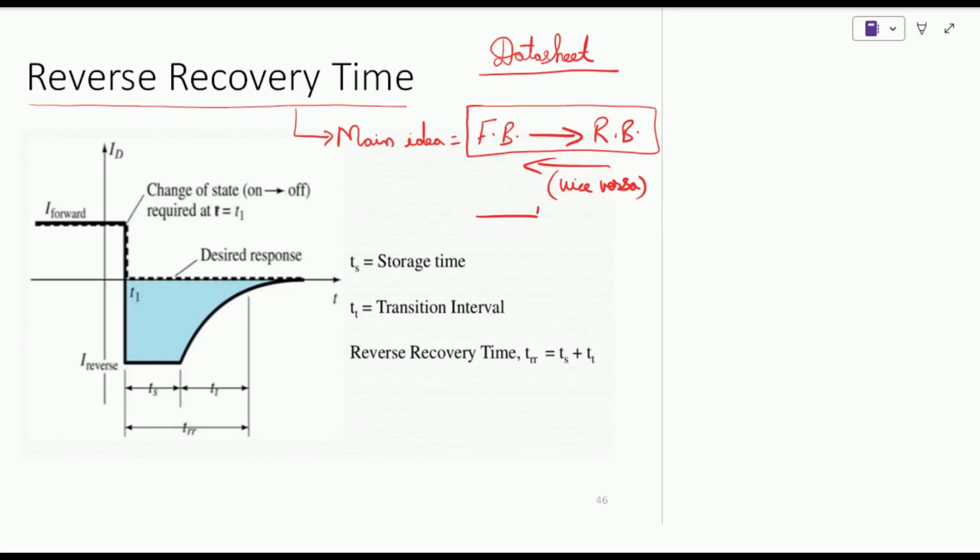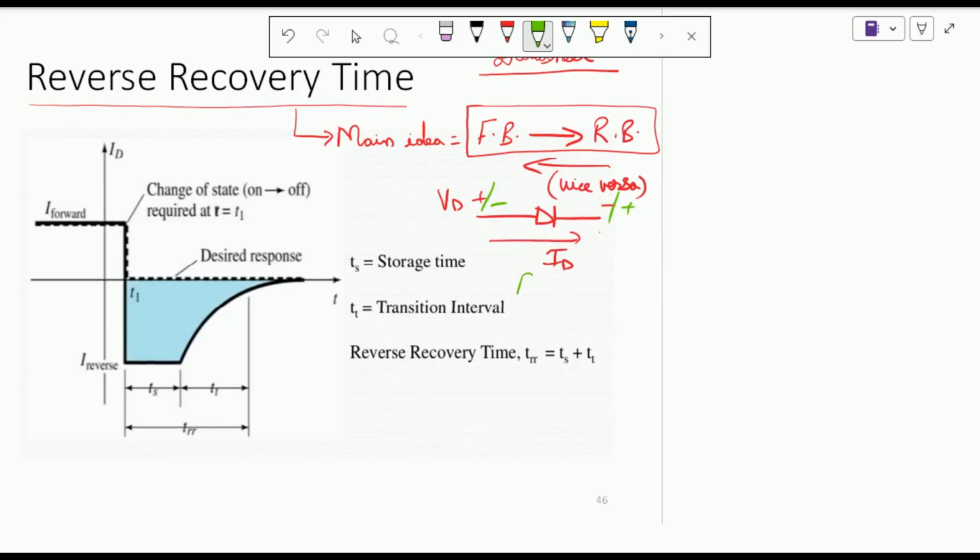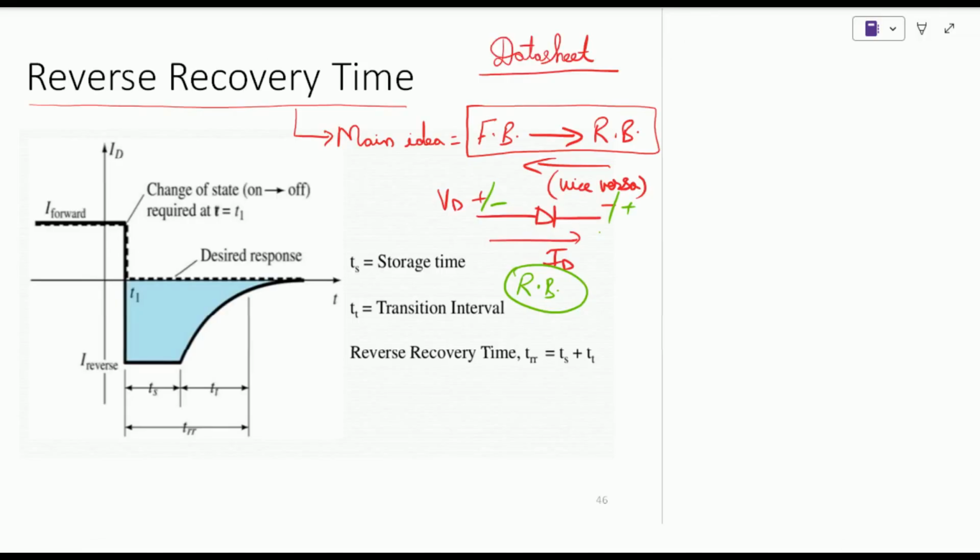So in the forward bias, this is the polarity, the current is moving, we have applied a certain voltage, and immediately if the system is behaving and you change the polarities as such, now you change it from the forward bias to reverse bias, then what is going to happen? That is basically analyzed in terms of the reverse recovery time. The graph over here is again the characteristic curve, but here we are just looking at the current's behavior with respect to time.